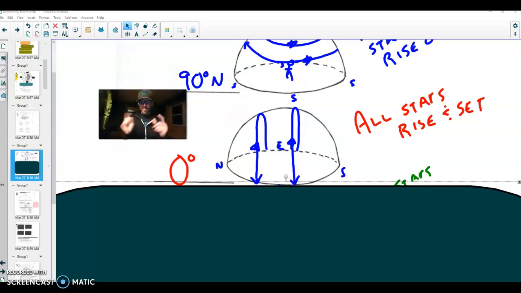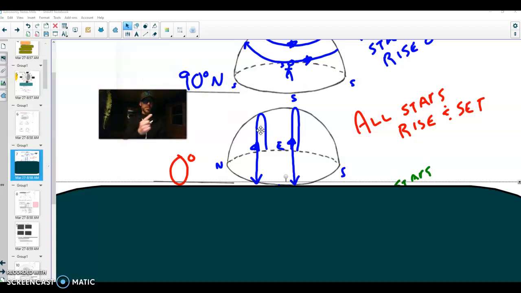You're at the spinning part of the Earth, like as most spinny as you can get. You're at the equator, so all the stars are going to rise and set. They're all going to take these vertical paths across the sky, which we covered in a previous video. That's also what the sun does. So when you're at the equator, everything goes right up and over.